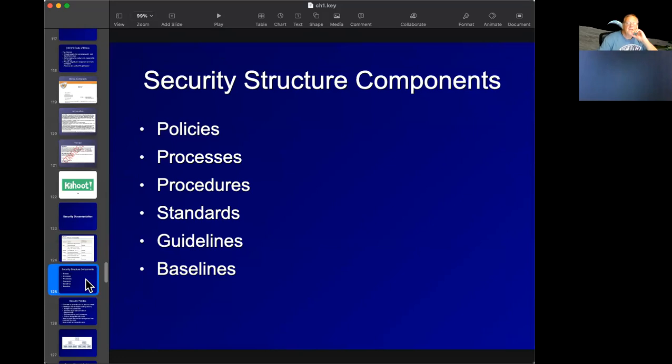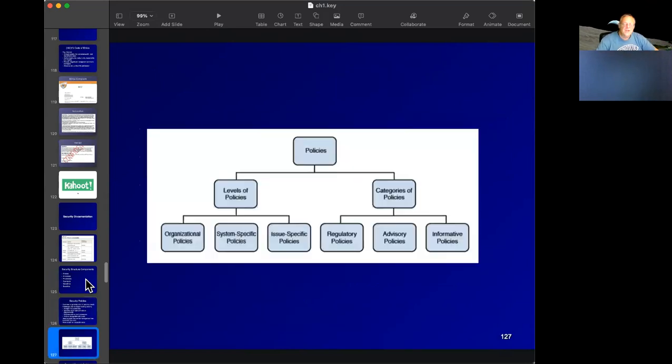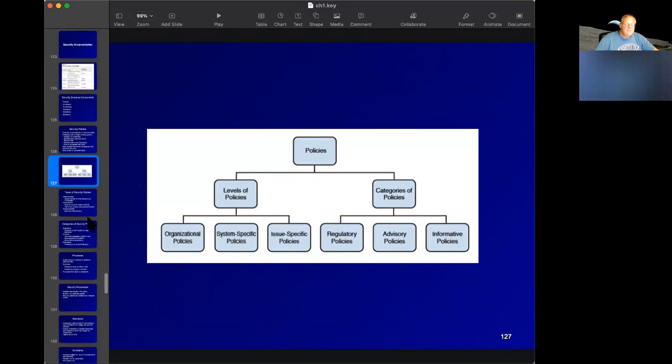And then, so those are the basic components of security policies. So the policies are the strategic plan, assigning responsibility and requirements and risk levels. This is the high level overview of what you're all going to do. And then below that, you're going to have a variety. You have an overarching general policy, and then you have little policies handling just parts of the company, like regulatory and advisory and so on, through your company.